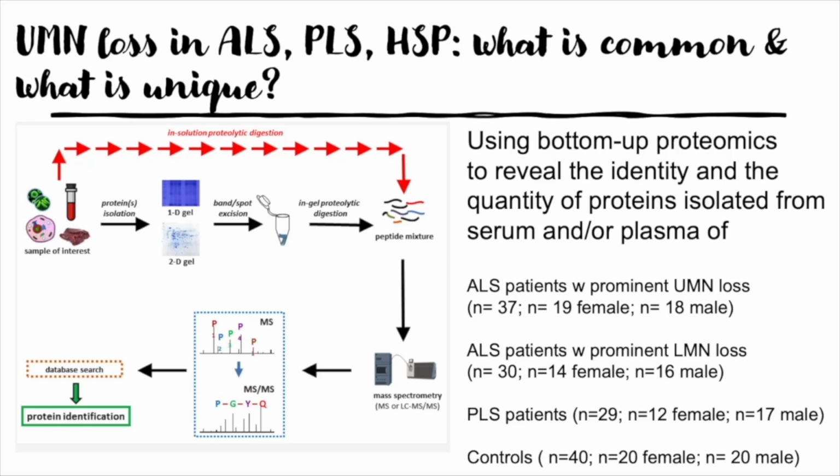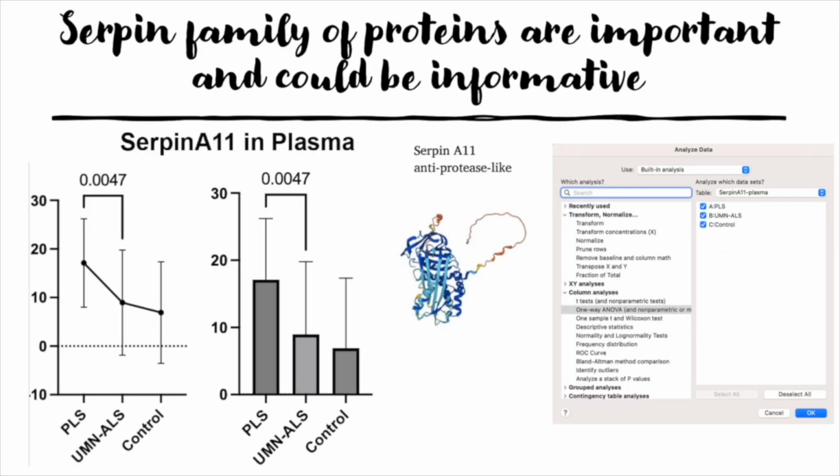But basically, here I'm going to show you very preliminary results, but I want to bring to your attention two important proteins, I think. So we had ALS patients with predominant upper motor neuron loss, and also ALS patients with predominant lower motor neuron loss, okay? So you're going to have grouped the ALS patients. Then we have PLS patients. I have HSP patients, but I didn't include them in the slide here. Then we have the age and sex matched control cases, and we have serum and plasma from the same patient. And okay, so now one of the proteins that really came up is SERPIN-A1.